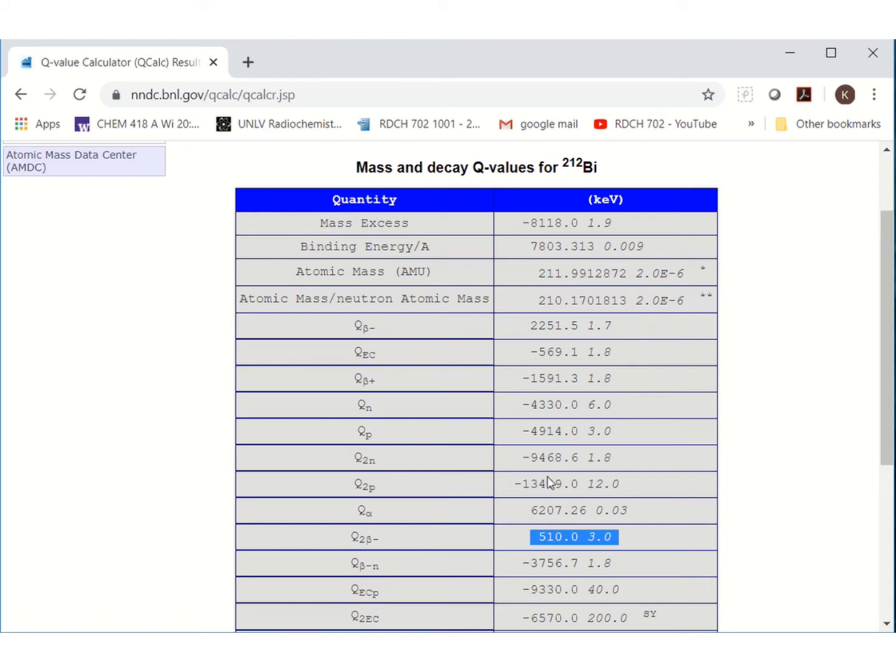And what we find with bismuth-212 is actually that it has a branching ratio, so that a certain percentage of the time it decays by beta decay, and a certain percentage of the time it decays by alpha.